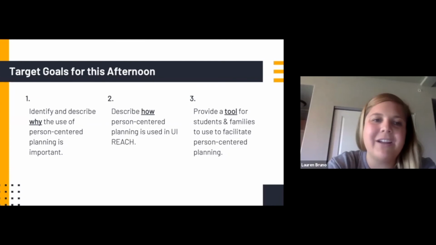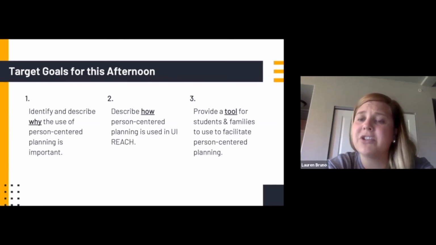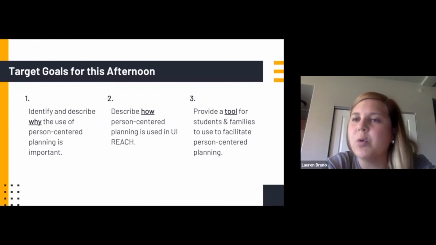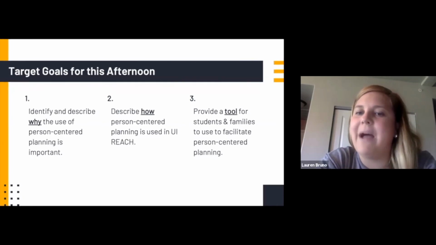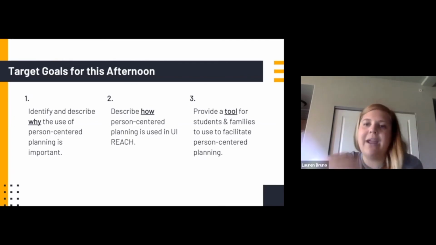So today we're going to really focus on why we're placing such an emphasis on the use of person-centered planning and why it's important, describe what it looks like in UI Reach, and then give an example of the tool we're using to support students and families to facilitate person-centered planning. So we're going to jump right into it here.